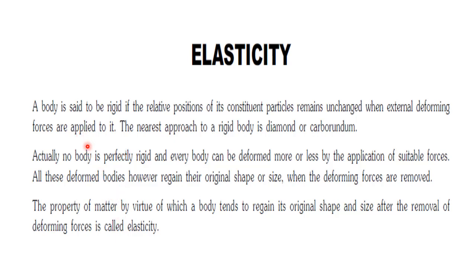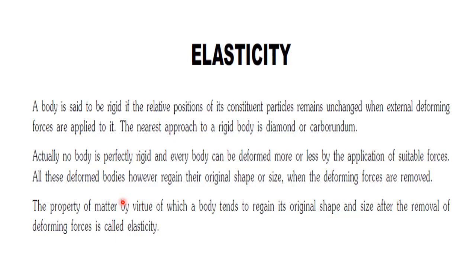Now, what do you mean by a rigid body and what do you mean by elasticity? A body is said to be rigid if the relative position of its constituent particles remain unchanged when external forces are applied to it. That means a rigid body will not change, the intermolecular space will not change after applying the external force.